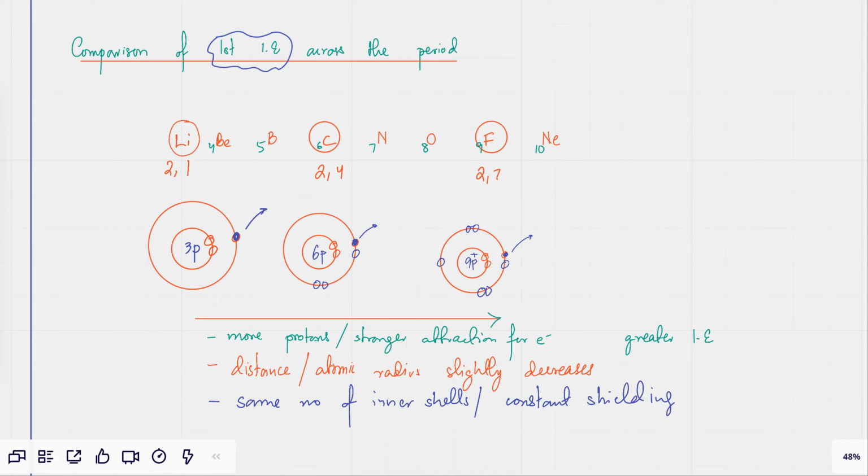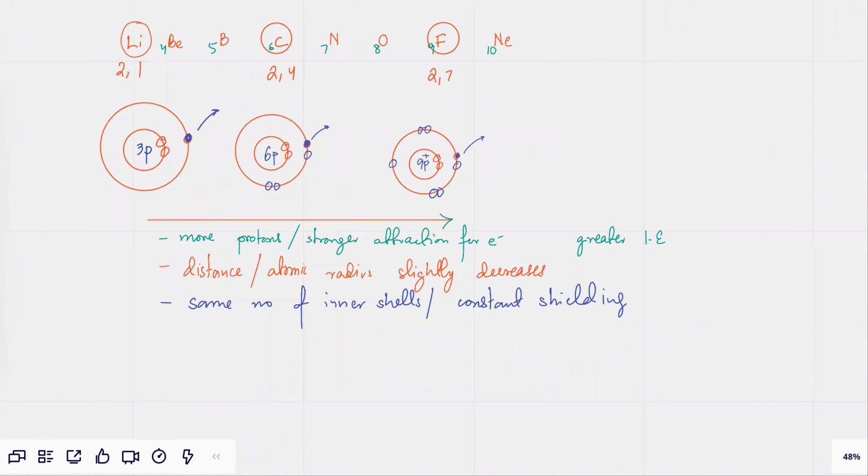Now the other factors don't really matter, because the fourth factor was the net charge on the atom. In all of these, the atoms are neutral. You're just trying to remove the first electron, so that's not a factor here. And the fifth one, we didn't even study, so you can ignore that for now. Anyways, you're going to have a greater ionization energy because of these three things.